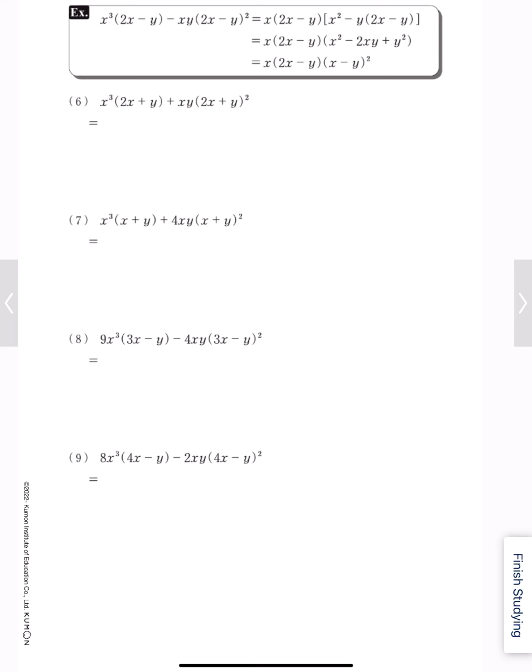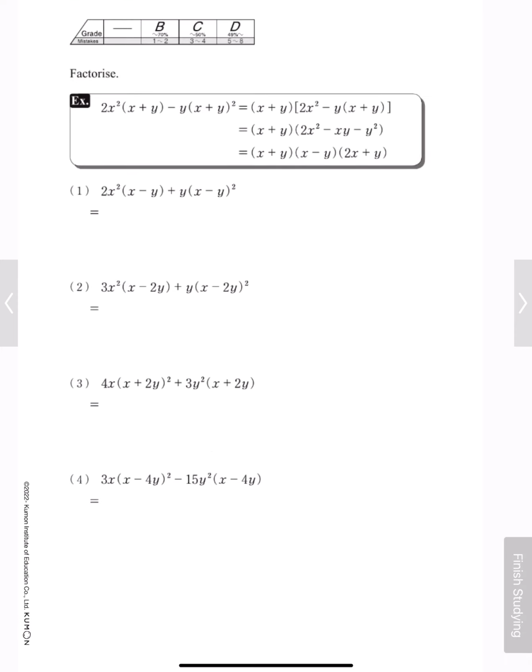So let's see this one. Well, this one is pretty much the same. This is the same as well. Okay, so this is nothing too hard. You're factorizing it out inside a bracket, so it shouldn't be a problem here.